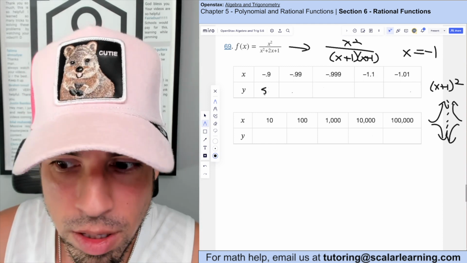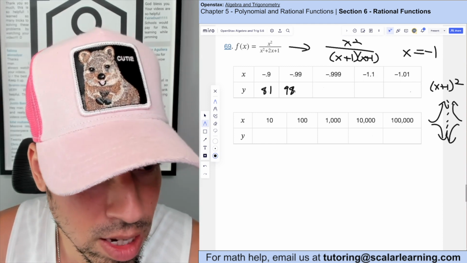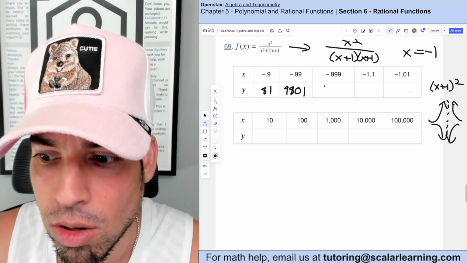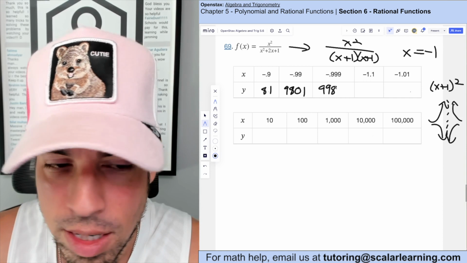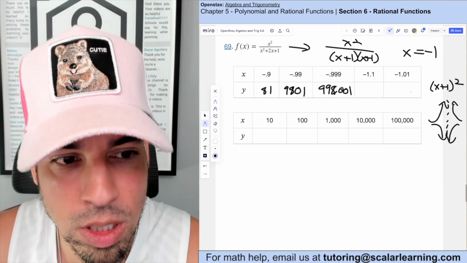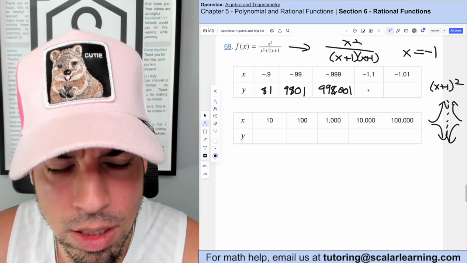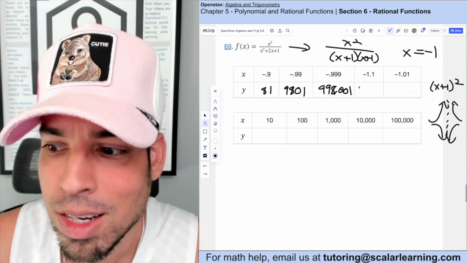So here we would get positive 81, then 9,801. Again, I'm just plugging this value in for x and evaluating in a calculator. Then here we'd get 998,001. Sure, seems like we're going up and up towards positive infinity. So this should probably yield a similar result.